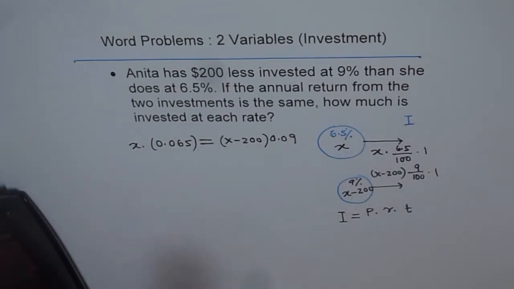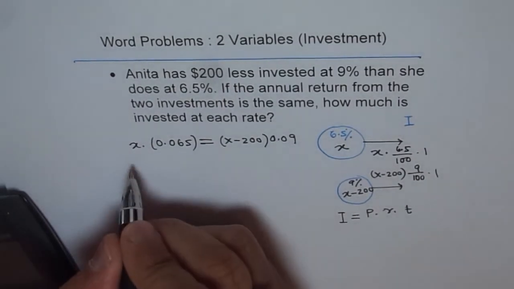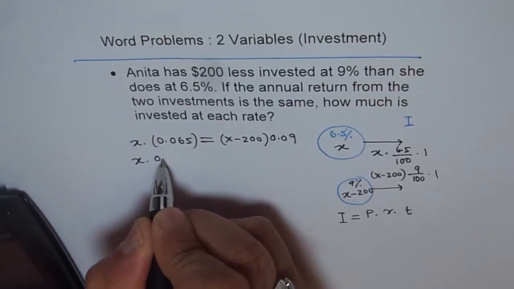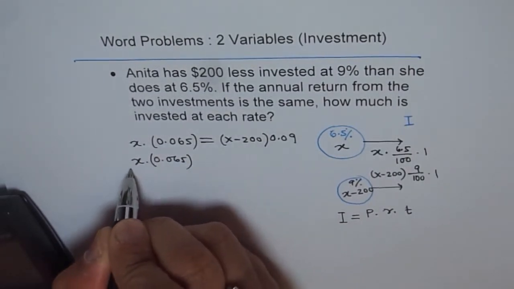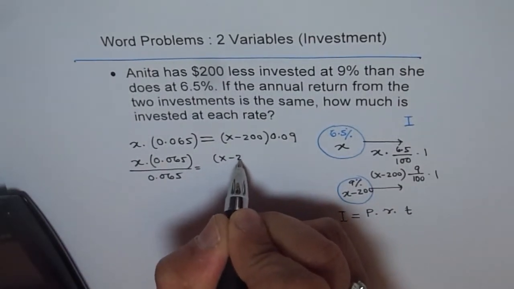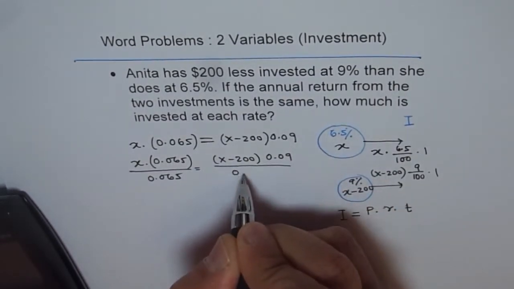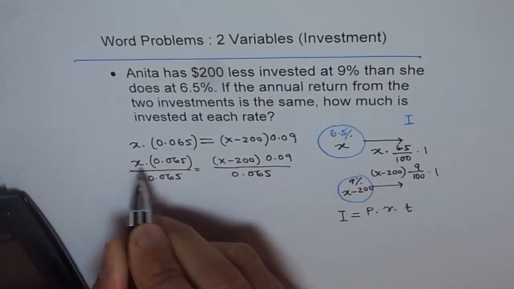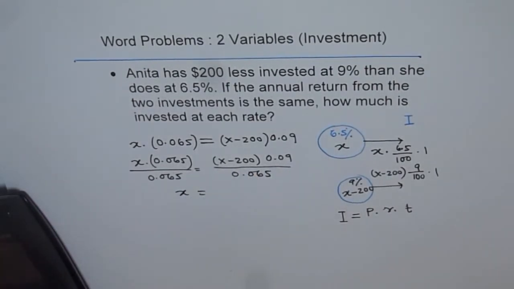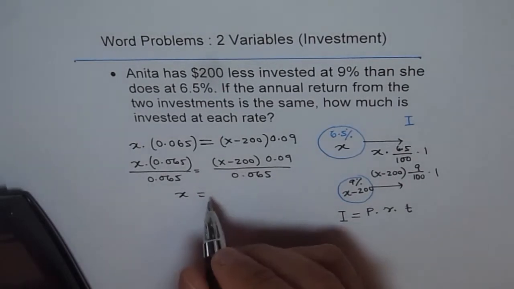What we can do is divide both sides by 0.065. So x times 0.065, in brackets, divided by 0.065, is equal to x minus 200 times 0.09 divided by 0.065. Let's see what we get. Here we get x, and here we get 0.09 divided by 0.065, which we'll change to a decimal number. It is 1.384.